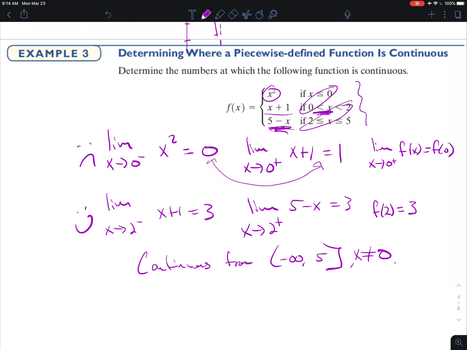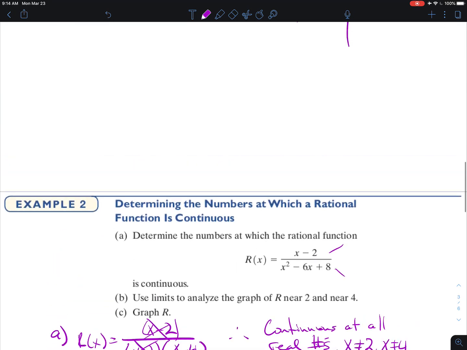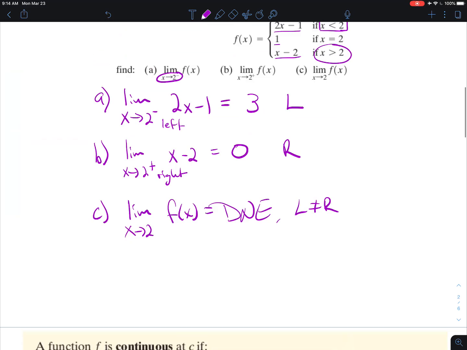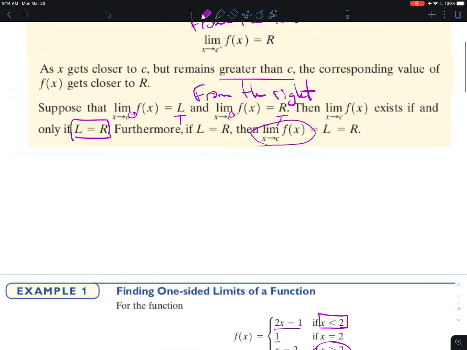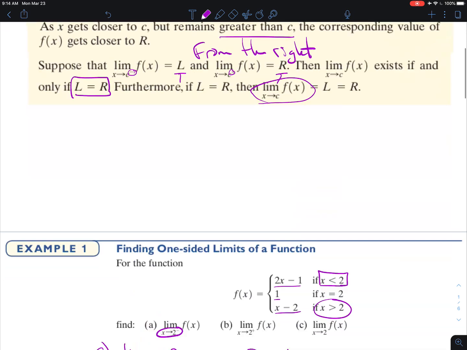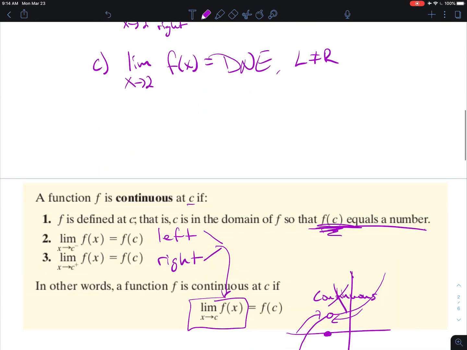So a couple examples discussing continuity, which, remember, has this three-pronged definition, where it needs to be defined at the number and also approach that number from the left and from the right. The from the left and from the right was what we practiced at the beginning, the one-sided limits. So now you should be able to tackle the 14.3 worksheet dealing with one-sided limits and continuity.